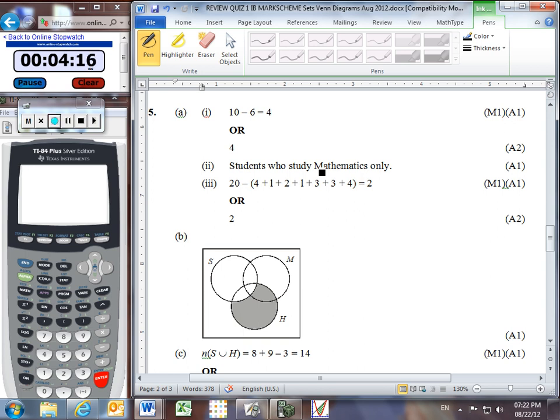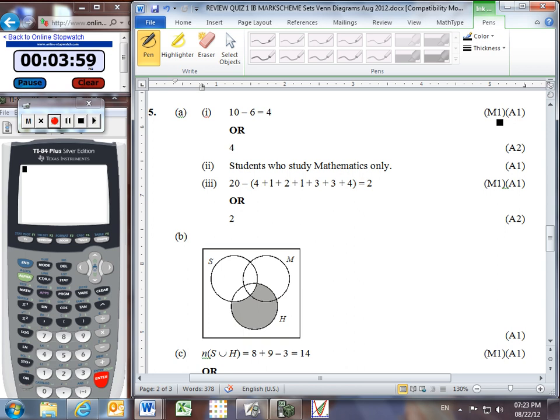You notice that part I was worth 2 marks. If you wrote down only the answer, you're fine as long as it's correct. If you showed some work, you can guarantee yourself a method mark and at least get 1 out of 2, even if you made a mistake. So always better to show your work and guarantee yourself part marks.